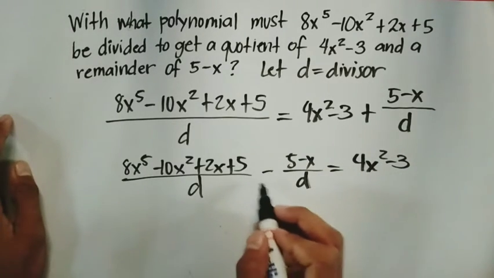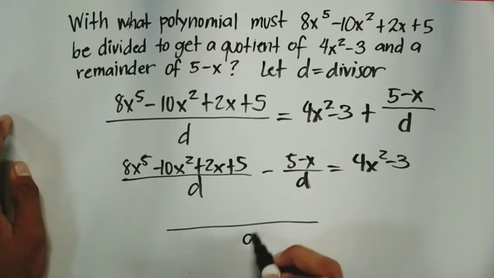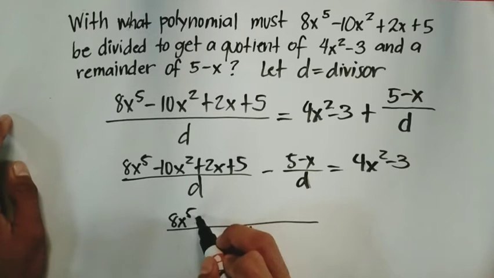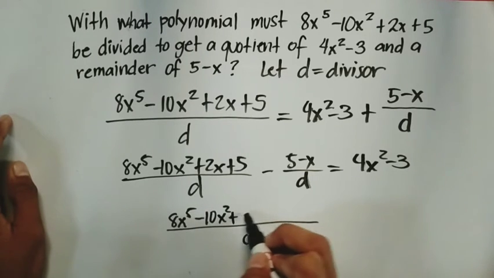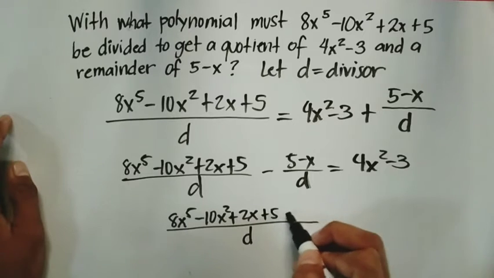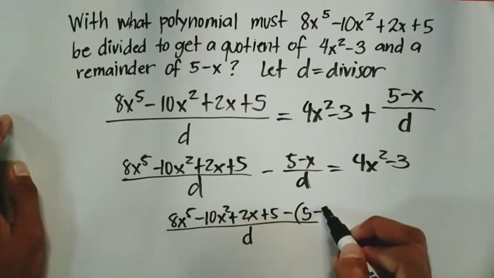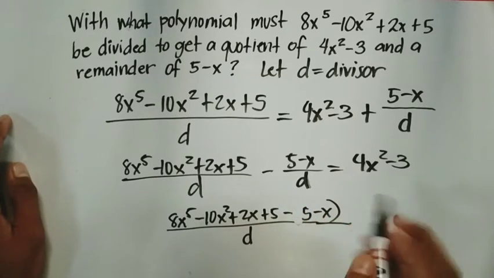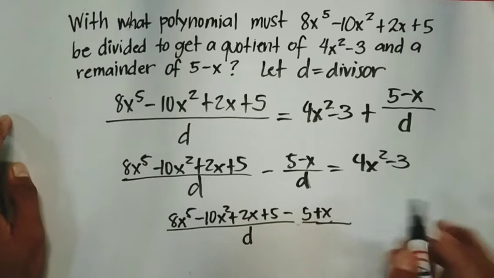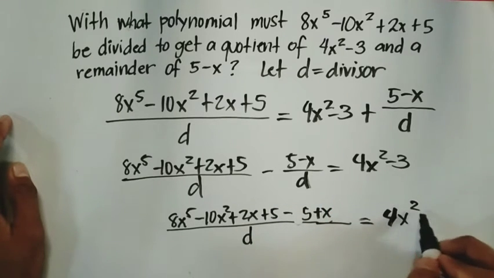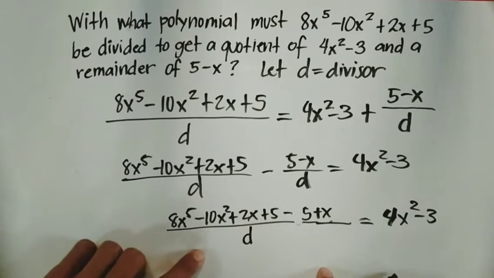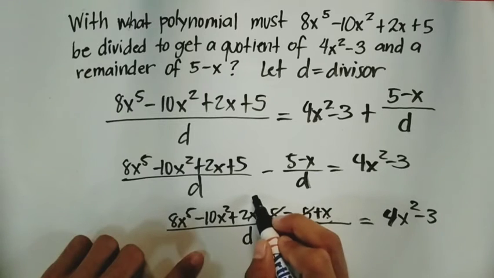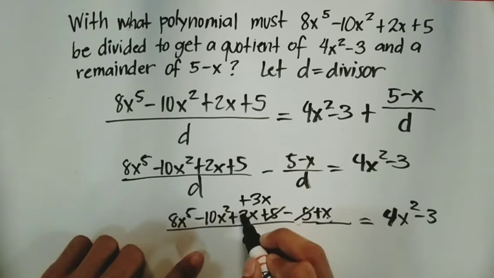So next, pwede natin siya i-combine kasi similar fraction. So we have 8x to the 5th minus 10x squared plus 2x plus 5 minus, ipasok natin sa parenthesis. And pwede natin simplify. So minus 5, tapos magigitong plus x. So, sa kabila, ito na lang. And next, ito may cancel. x plus 2x magiging 3x. So, pwede natin alisin to.